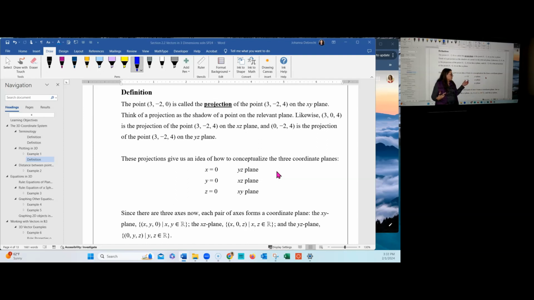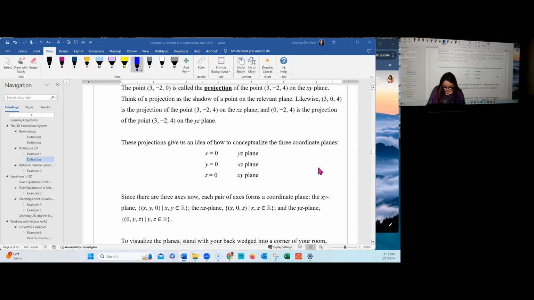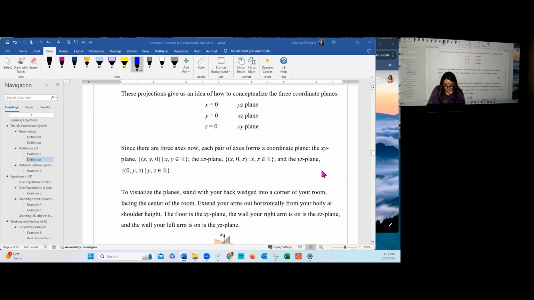If y is 0, then you haven't gone to the right or to the left. So you're actually sitting here on this wall, which is the XZ plane. And if Z is 0, you haven't moved up or down, but you might have moved this way or this way. But this floor, if you will, right here, that's the XY plane, the normal XY plane you're used to from before. So now we can describe these as well using the definition that you see here in set notation.